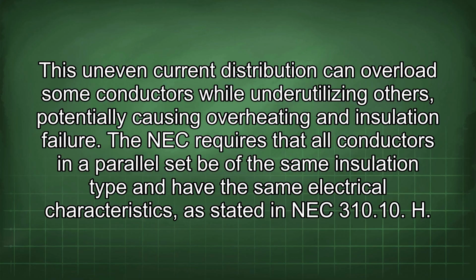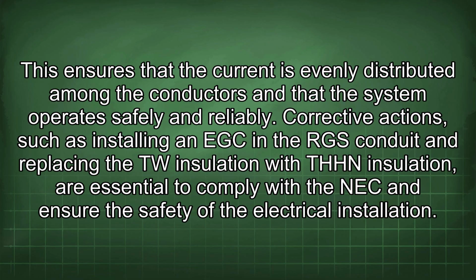The NEC requires that all conductors in a parallel set be of the same insulation type and have the same electrical characteristics, as stated in NEC 310.10(H). This ensures that the current is evenly distributed among the conductors and that the system operates safely and reliably. Corrective actions such as installing an EGC in the RGS conduit and replacing the TW insulation with THHN insulation are essential to comply with the NEC and ensure the safety of the electrical installation.